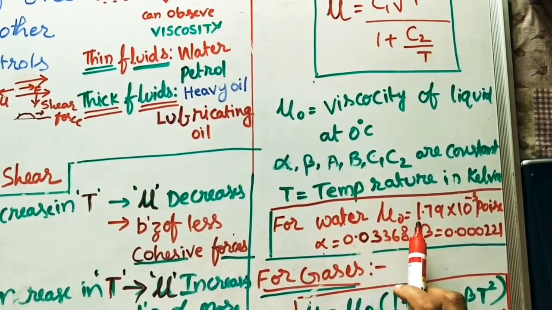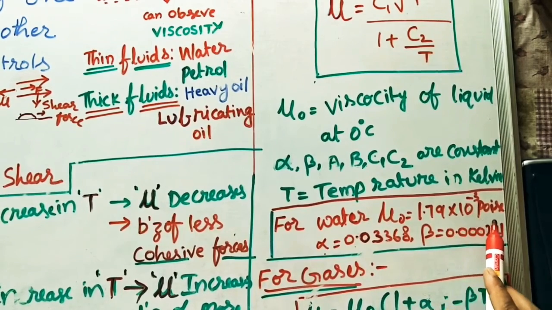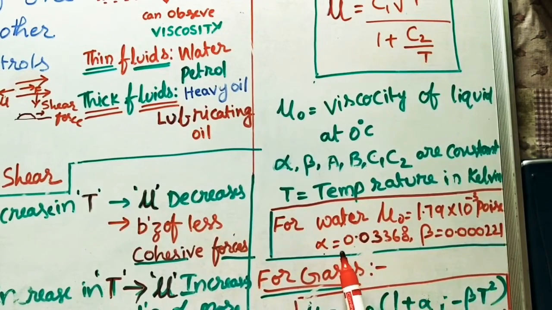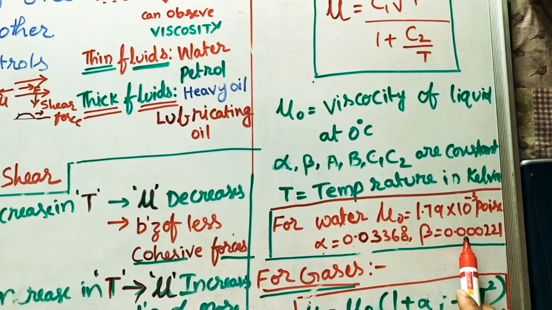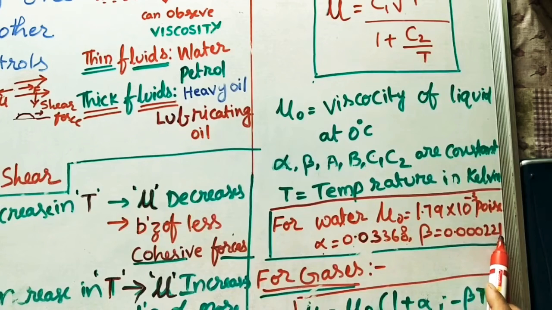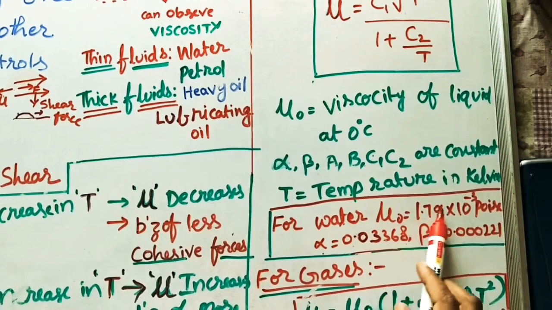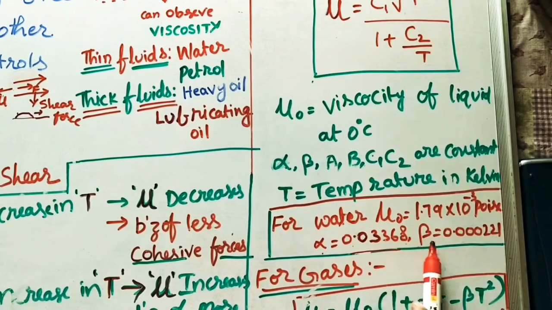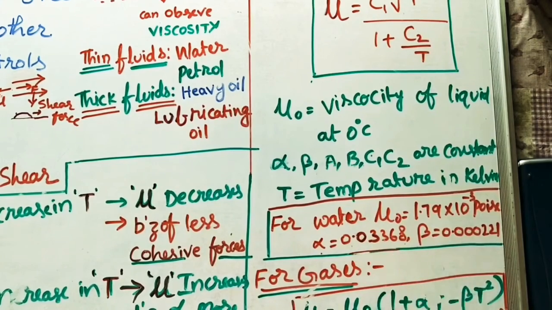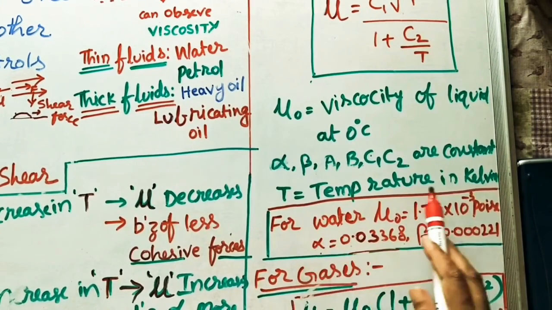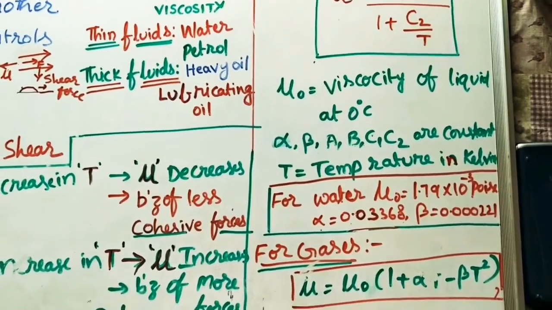For water, mu naught, means viscosity at 0 degree C, is 1.79 into 10 power minus 3 poise. And alpha is 0.03368. Beta is equal to 0.000221. Okay, so this is the viscosity at 0 degrees, and alpha and beta are the constants for water. For different liquids, different alpha, beta values will be given. Now T we have to take as temperature in Kelvin.